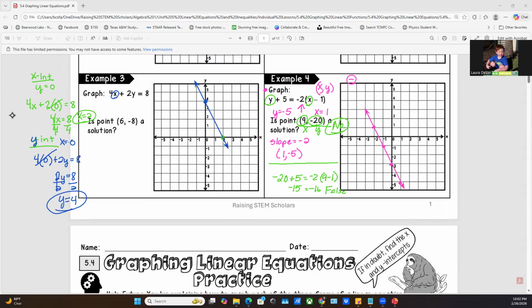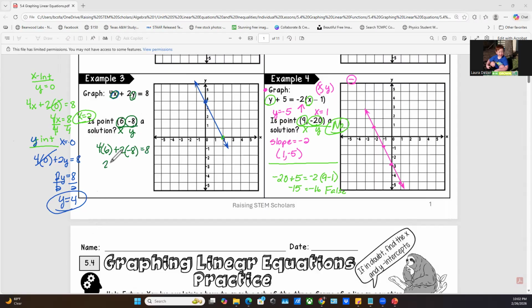Okay, so now the last part is we want to find out, is (6, -8) a solution? So remember, this is my x, this is my y. I'm going to write 4, and then I've got my x. I'm going to take this x value, and I'm going to plop it right in. I got 2y. I'm going to grab this y value, including that negative, plop it right in, equals 8.